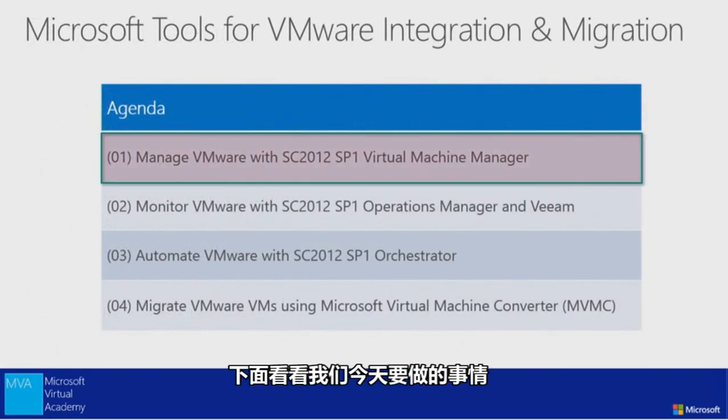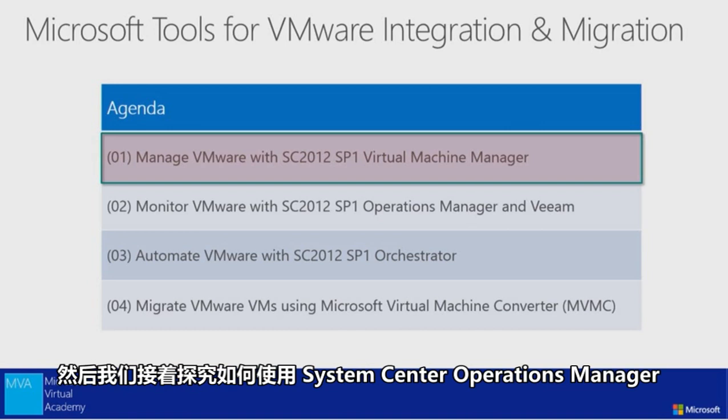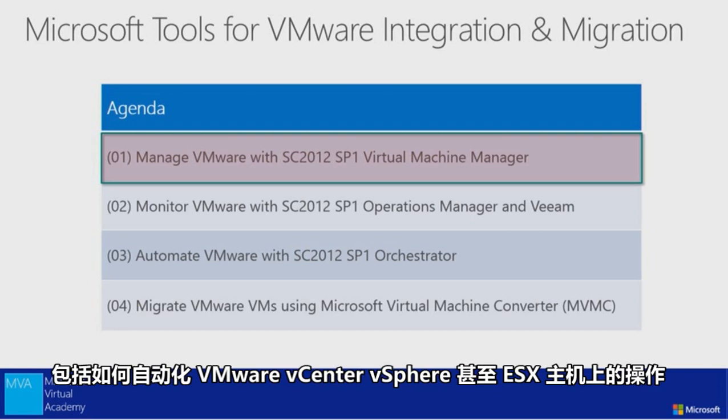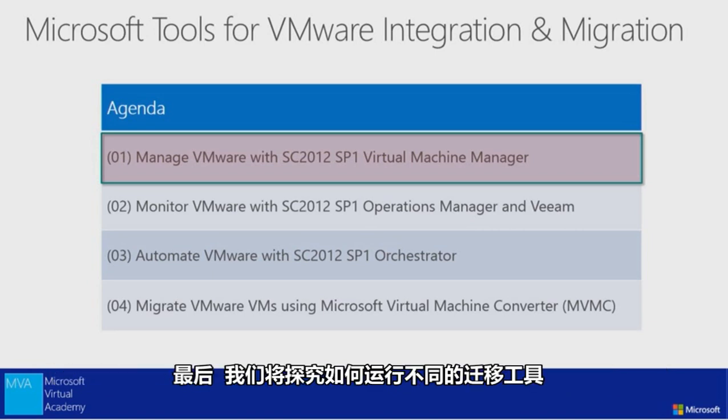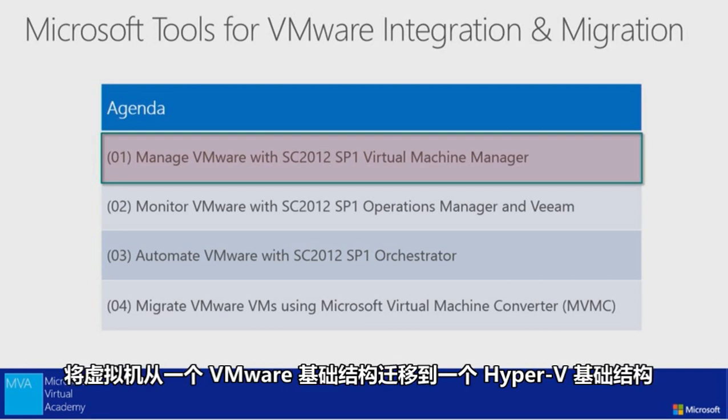Now, let's take a look at what we're going to do over the course of the day. Right now, we're going to start off with our core hypervisor management, looking at System Center Virtual Machine Manager. We're then going to move on and look at how we can monitor our VMware environment using System Center Operations Manager. Our third module is going to be looking at System Center Orchestrator and how we can automate our dynamic environment, including how we can automate actions on VMware, vCenter, vSphere, and even our ESX hosts. At the end of the day, we're then going to look at how we can actually run different migration utilities and move our virtual machines from a VMware infrastructure over to a Hyper-V infrastructure using the Microsoft Virtual Machine Converter.